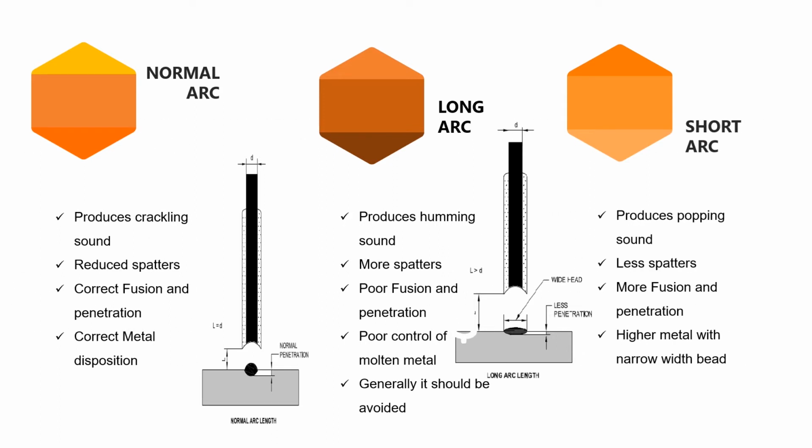Short arc produces a popping sound. It has less spatters, more fusion and penetration, and higher metal deposition with a narrow width bead.